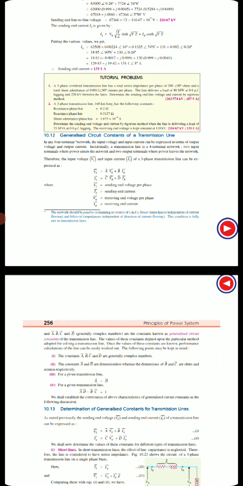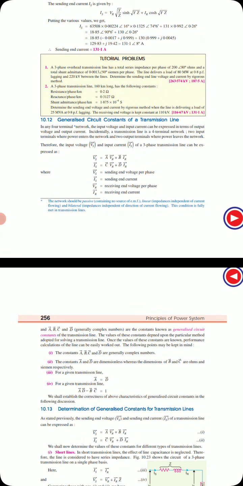So continue with the performance of transmission line. We have seen all the types of transmission lines: short transmission line, medium transmission line, and long transmission line. In medium transmission line, we saw the end condenser, nominal T, and nominal pi methods. So now we will see the generalized circuit constants of a transmission line.